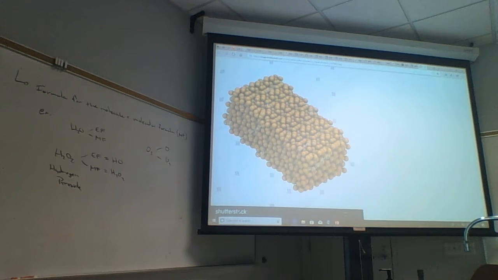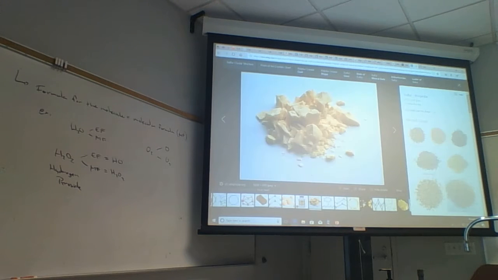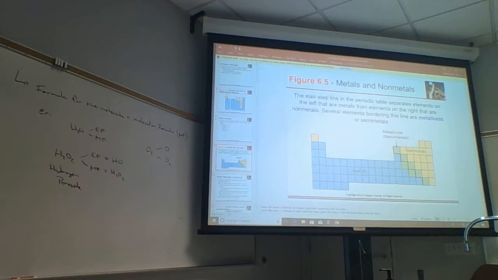They fit together nicely to form a little crystal of sulfur. And the little crystal of sulfur is going to look like this. But those we don't have to know.